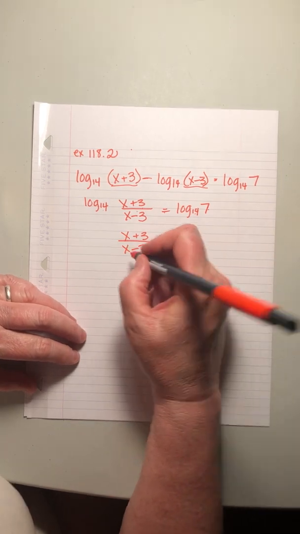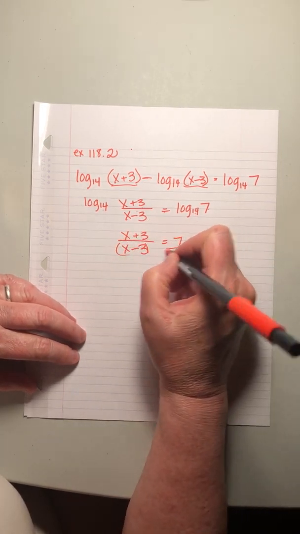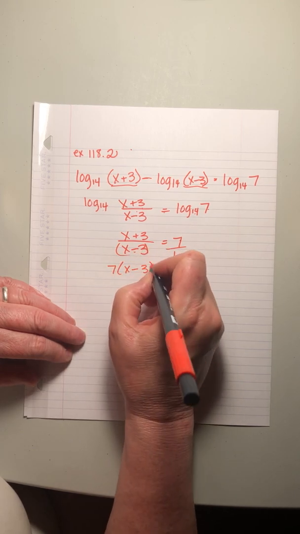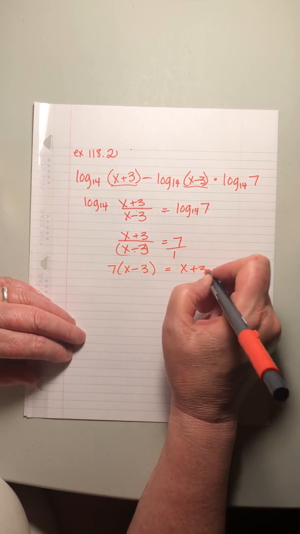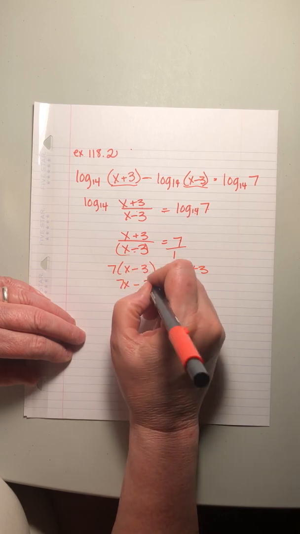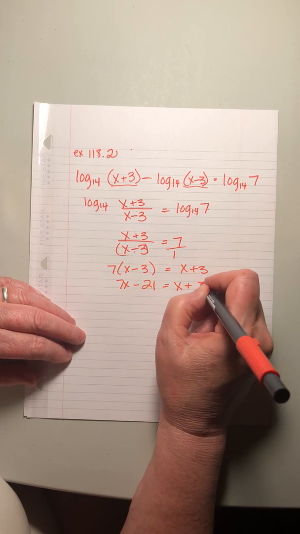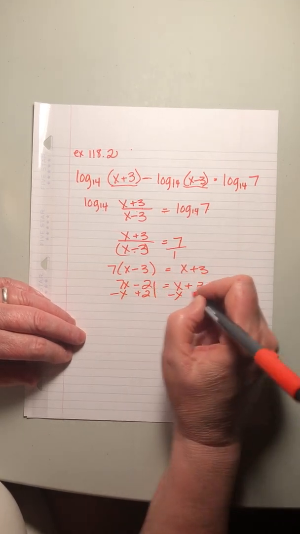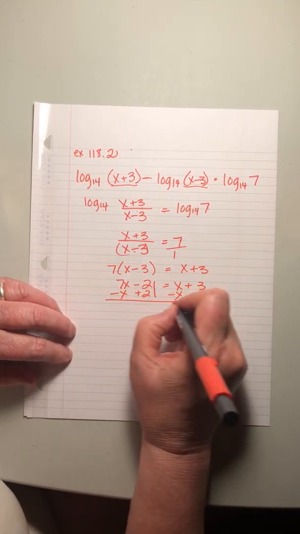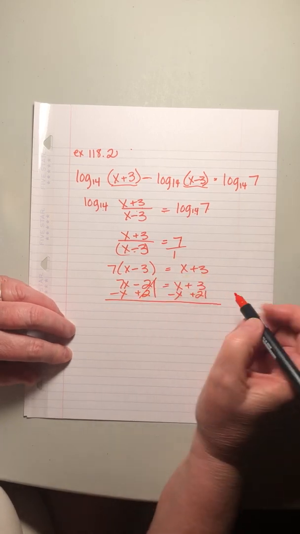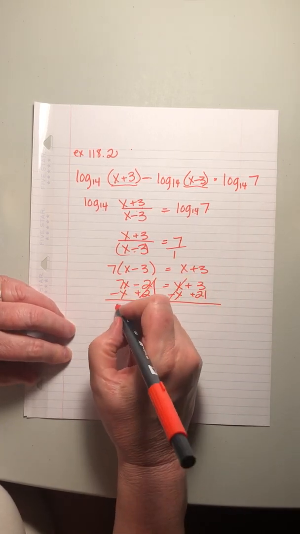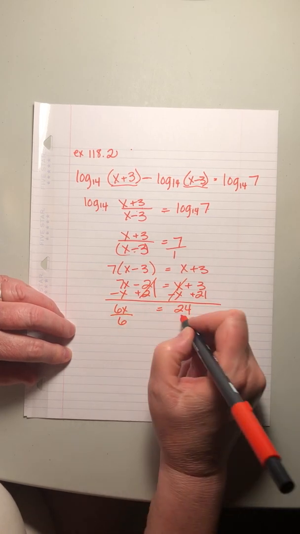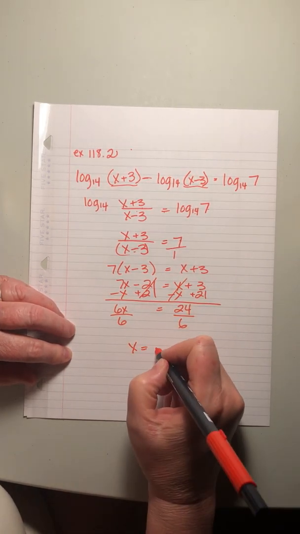This is easy. We'll cross multiply, right? And we'll get 7 times (x minus 3) equals x plus 3. I'm going to subtract the x that way, and I'm going to add the 21 that way. 2 steps at once. 6x equals 24. Oh, I like that. x equals 4.